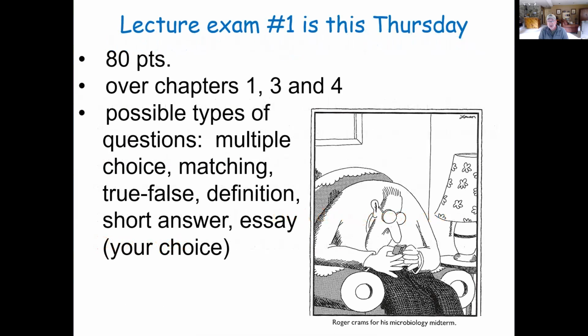So we've got our lecture exam coming up on Thursday. Just want to remind you of that. 80 points over chapters 1, 3, and 4. Nothing on the chemistry chapter. And your choice here of a couple different essays, but definitely multiple choice, matching, possibly some true false, maybe definition, short answer. A potpourri of types of questions, but you will have your choice of a couple essays. I think I'm asking for like 2 out of 3 essays on the test.